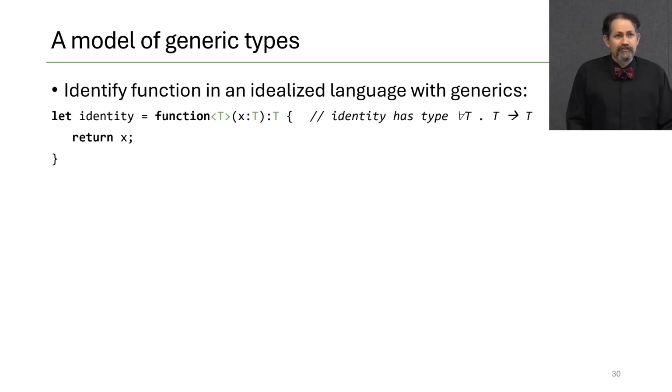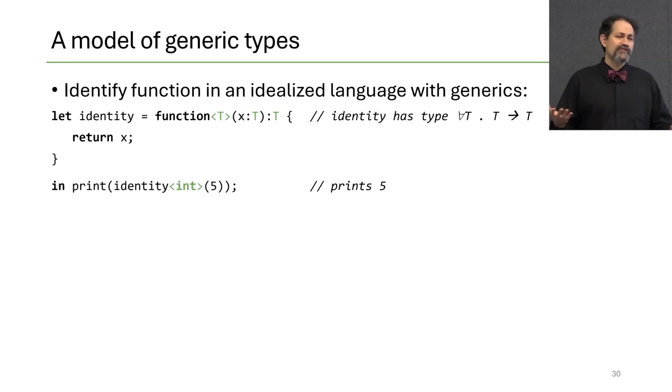Looking at this identity function, we say that it has the type for all t, t arrow t. So the for all t expresses that we can use any type. Pick any one you want. For all t's, this is a function from an argument of type t to a result of type t. Now, how do we use this again in our idealized language?